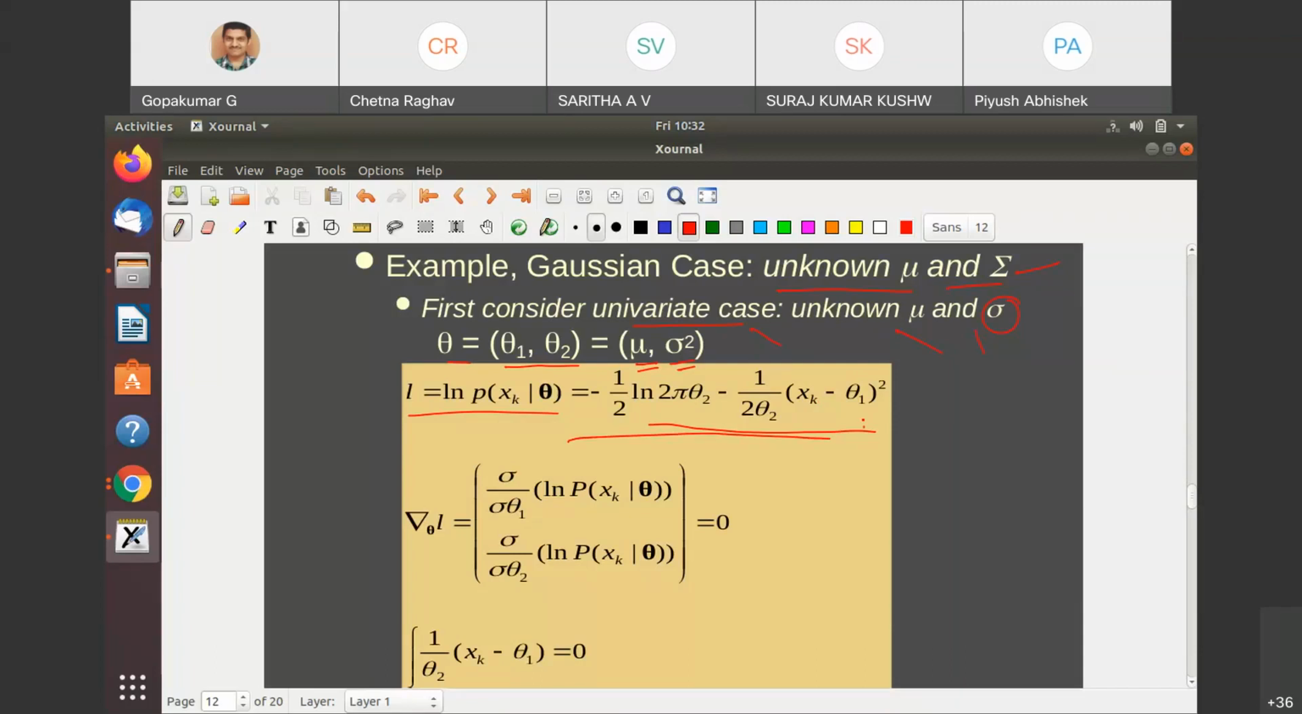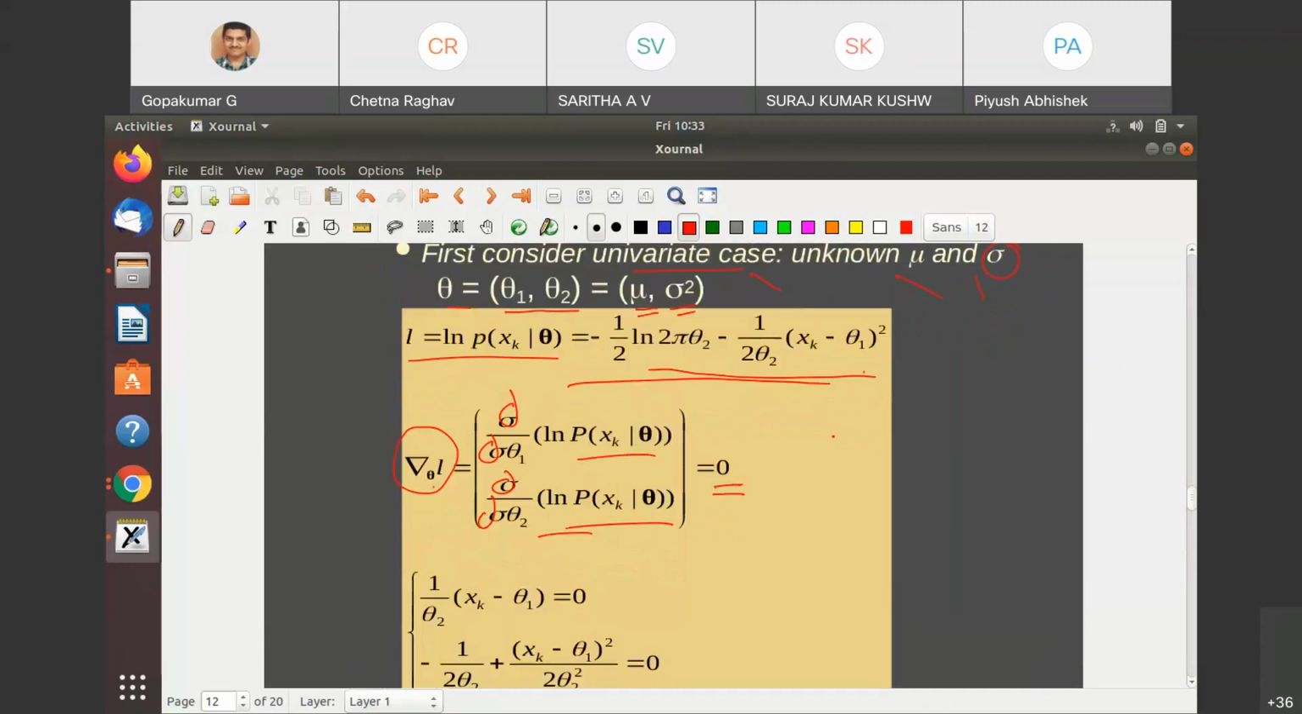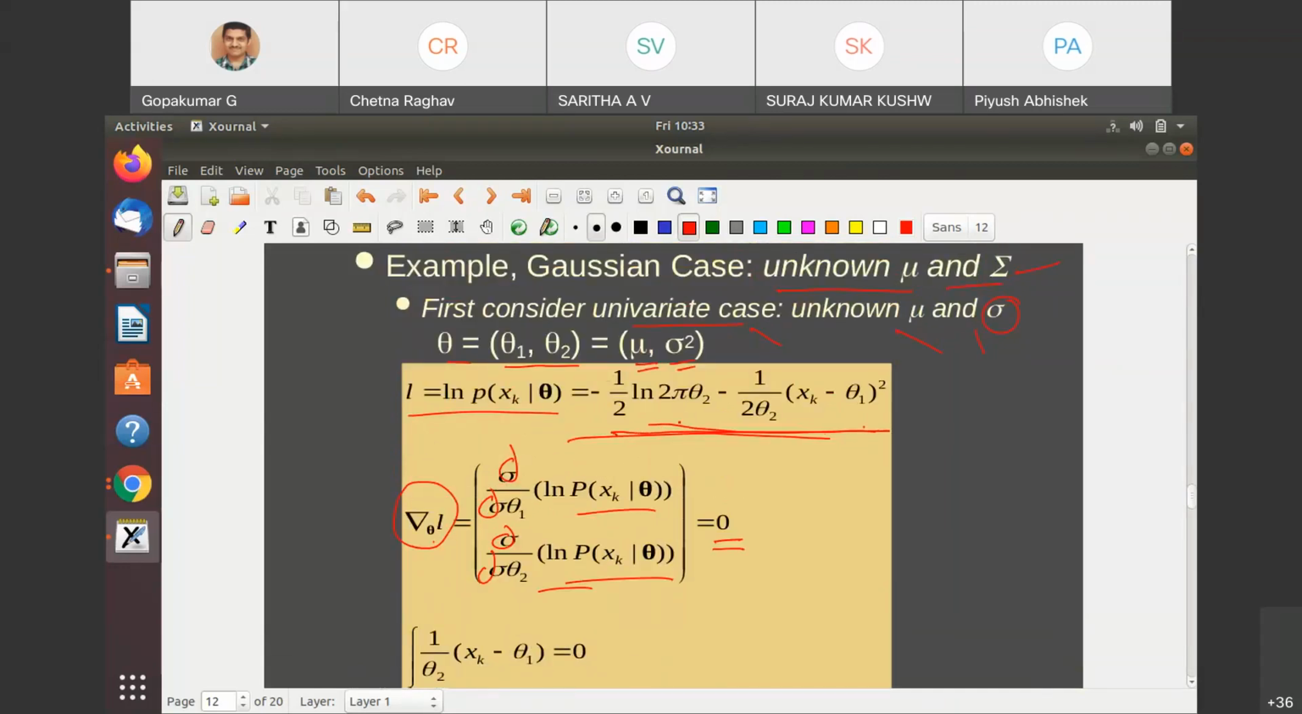Then the next step is to define the gradient of L, so we have to take partial derivatives. This is actually dou, not sigma. So dou by dou theta of this function is equal to 0, and similarly dou by dou theta of ln of this one is equal to 0, in order to find theta 1 and theta 2. Now apply the partial derivative with respect to theta 1. Here we don't have theta 1 in this part, so theta 1 appears only in this particular term.